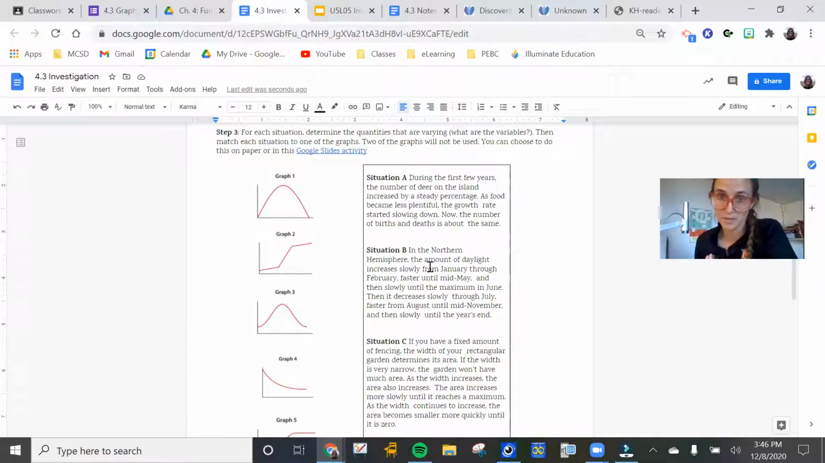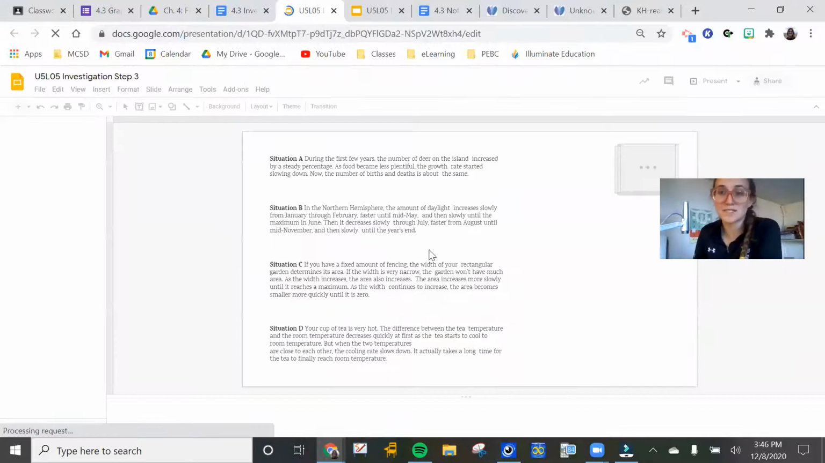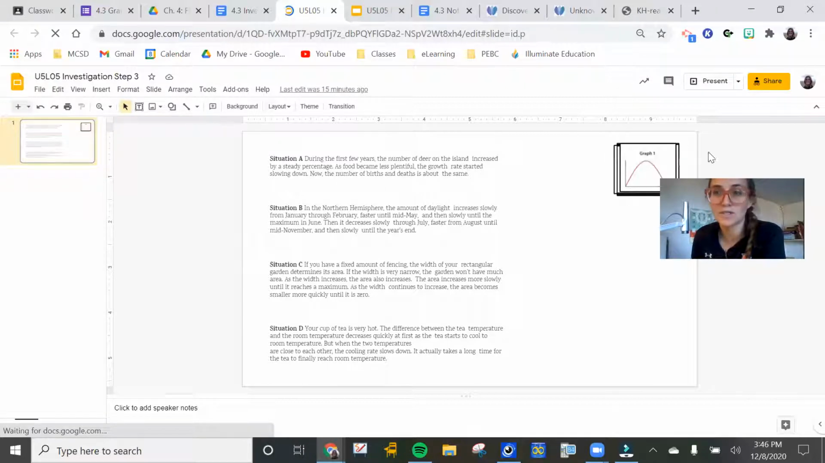2 of the graphs will not be used, right? And you can choose to do this either by just writing down on a piece of paper, you know, situation A, variables are this and this, and it matches graph whatever. You can write that all down on a piece of paper and submit a photo, or you can choose to go to this linked Google slide, and I have all the situations written down over here. And then once it finishes loading, yeah, here it is.